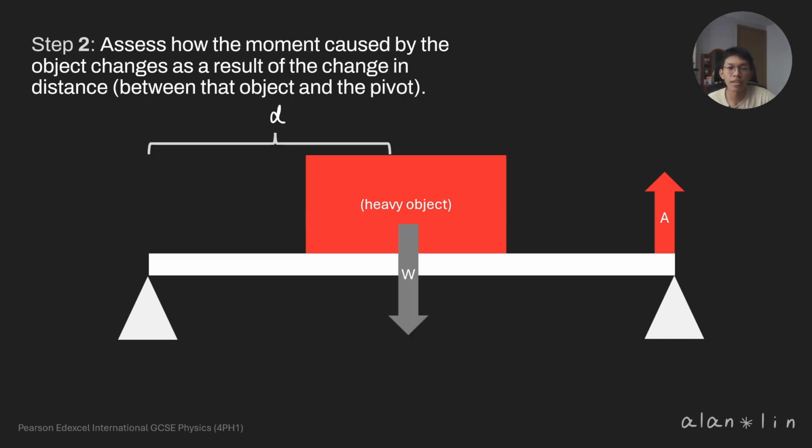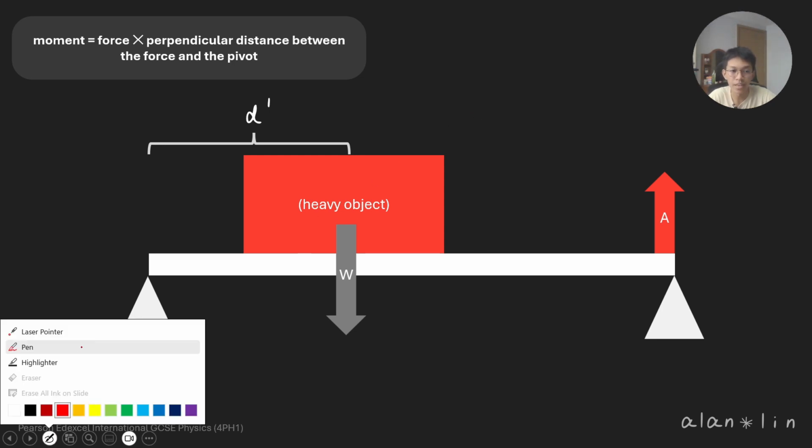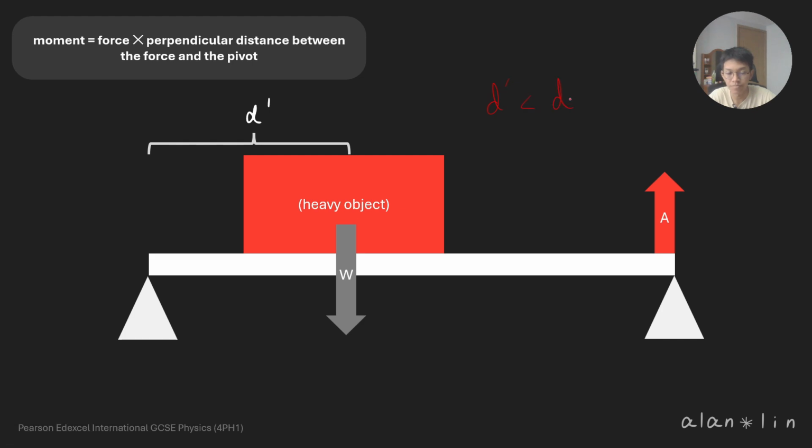Step 2 is to assess how the moment caused by the object changes as a result of the change in distance between that object and the pivot. In this question, the heavy object is going to be moved to the left. So the distance between that object and the pivot is going to decrease. We can say something like d prime is less than d.